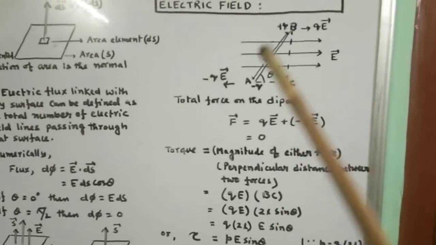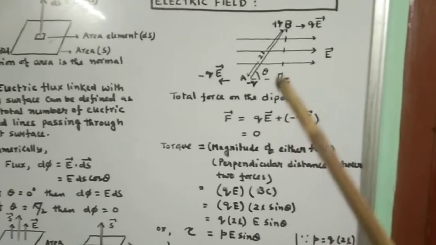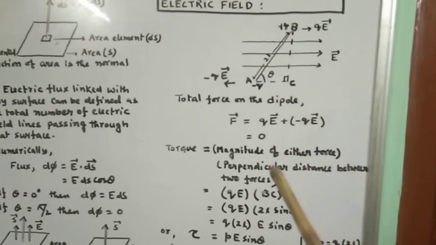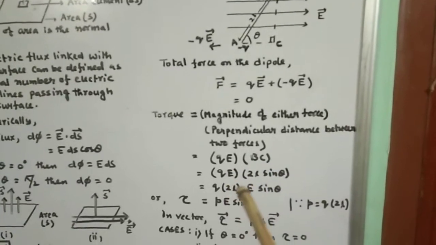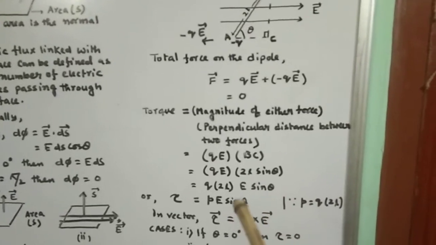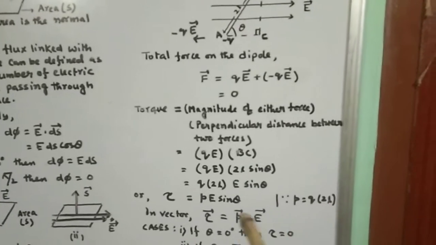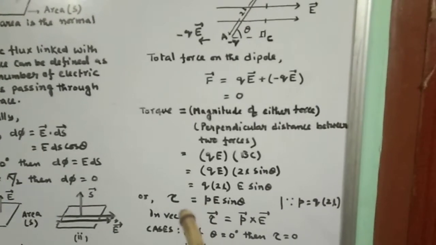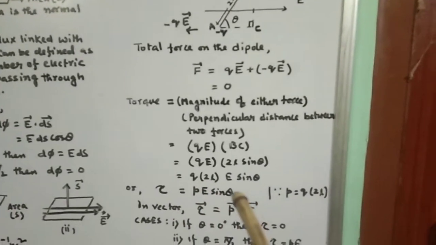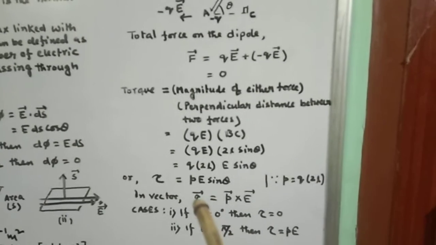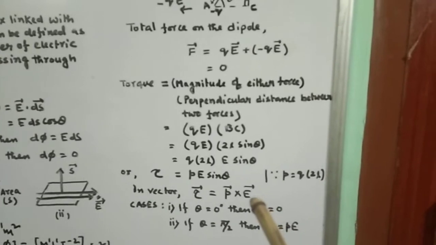Now if you go for this triangle ACB, then BC comes out to be 2l sin theta, and 2l is nothing but the length of the dipole. So qE 2l sin theta. If you simplify this, q2l E sin theta. Here q2l is nothing but your dipole moment as we discussed in our last class. So torque, denoted by tau, equals pE sin theta. In vector form you can express tau vector equals p vector cross E vector, as per the definition of the cross product.